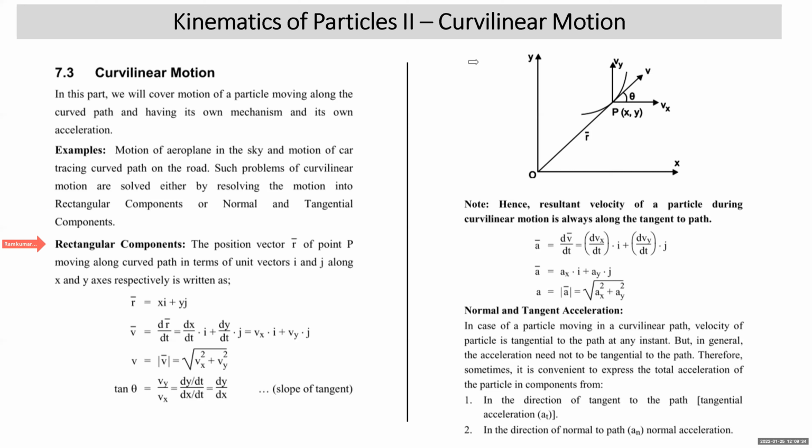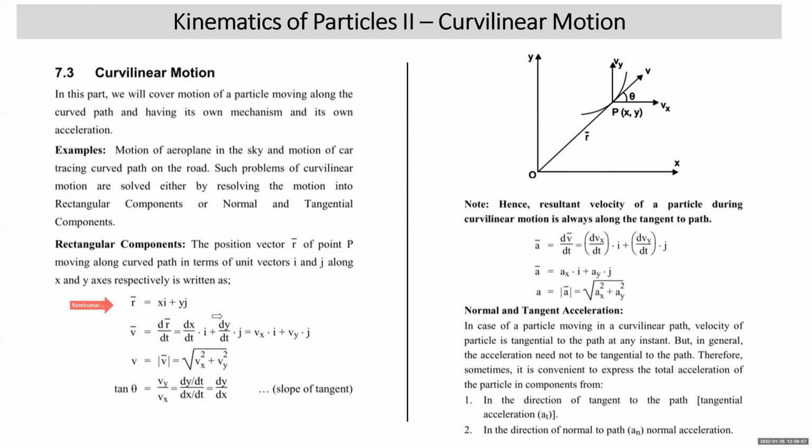Now, first you can see, look at this diagram. We are considering here a particle which is moving in a plane along the curved path as shown. At a certain instant, it is at point P having coordinates x and y. Position vector of point P with respect to origin will be r bar, that will be xi plus yj.